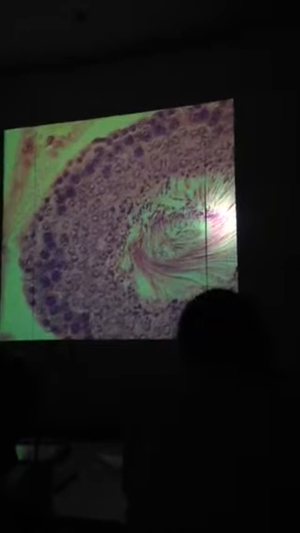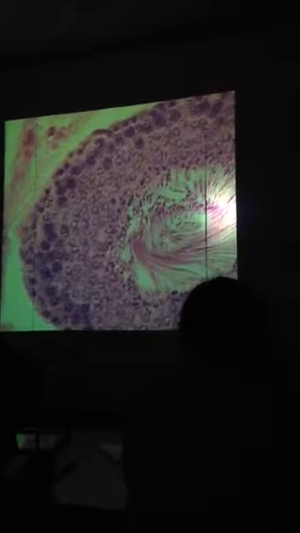Okay, this is a higher mag of a seminiferous tubule. I'm not going to make you learn the different cell types in it. Just know that this is a seminiferous tubule. These are maturing sperm cells. You see all these? These are the tails of the sperm cells. These are the heads of the sperm cells embedded into the epithelium. This is called germinal epithelium.